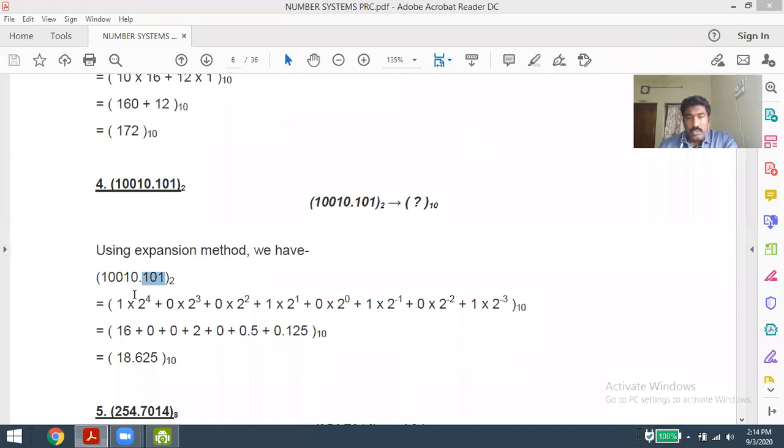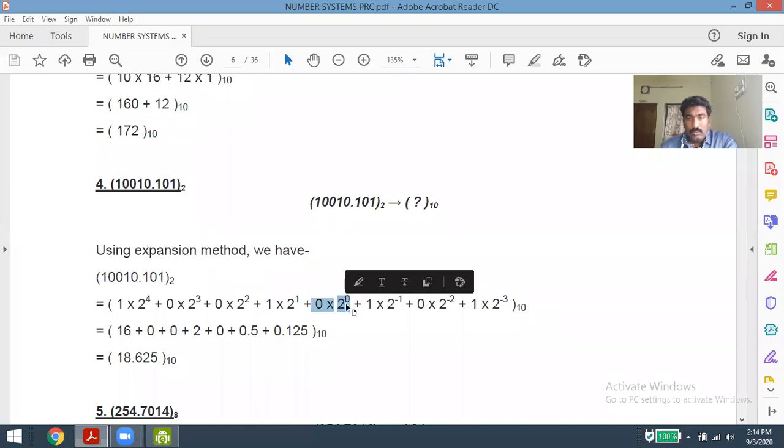So see here. I'm taking the values before the point: 0 into 2 power 0, that is the first bit, and 1 into 2 power 1, 0 into 2 power 2, 0 into 2 power 3, 1 into 2 power 4. Again, I'm taking the fraction values after the point: 1 into 2 power minus 1 plus 0 into 2 power minus 2 plus 1 into 2 power minus 3, and do the mathematical operation and find the result. So I will get 18.625 base 10.